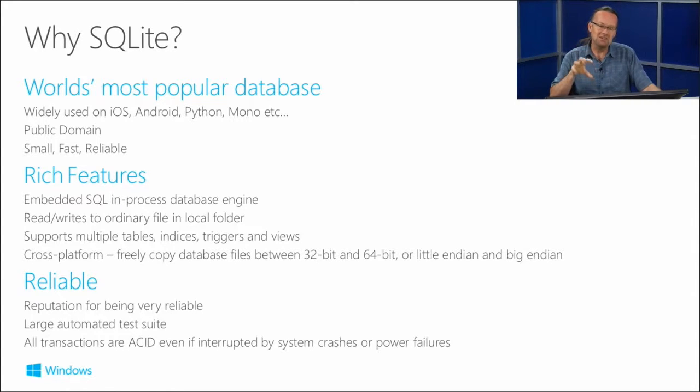It stores data in an ordinary file, a storage file, which is situated in your local folder. It's not one you'd want to put in your roaming folder. That wouldn't make sense. This would be a local folder for your application's use on that particular device. And of course, it supports all the relational features: multiple tables, indices, triggers, and views. It's very reliable. It's got a large automated test suite, and it is open source. So all of the source, including all the test code, is available. Anybody can download it and build it.